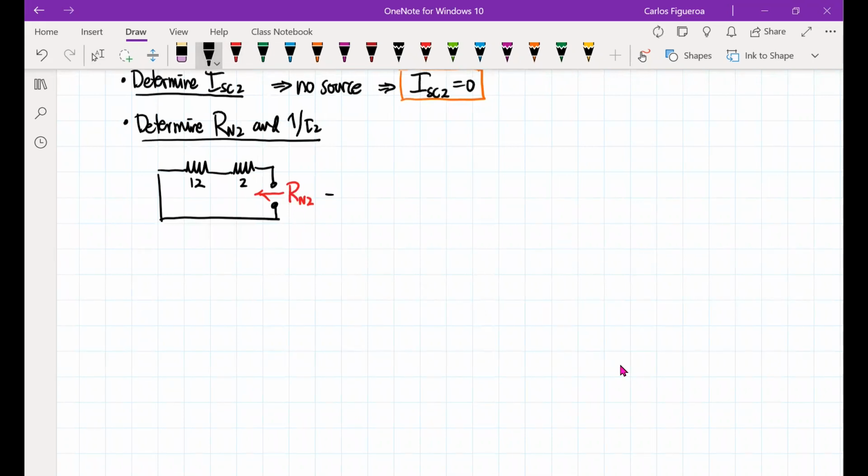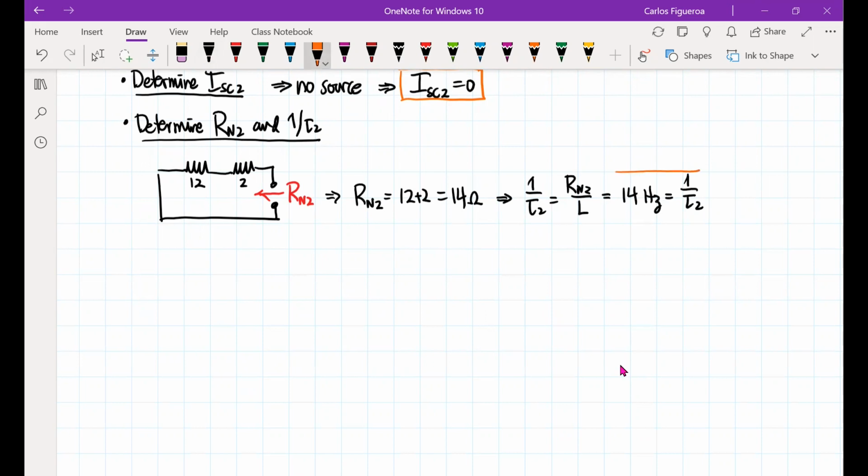So this tells me then that Rn2 is going to be 12 plus 2, which is 14 ohms. And then 1 over tau 2 is going to be Rn2 over L, and L is just 1, so this is going to be 14 hertz, which will be 1 over tau 2. So I now have all my Norton parameters. So now I'm going to put this into proper form.